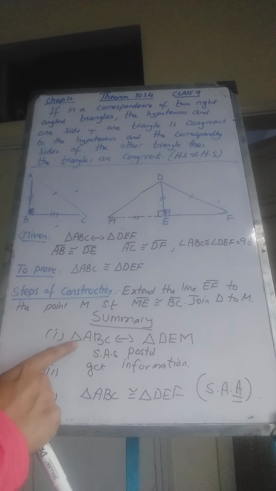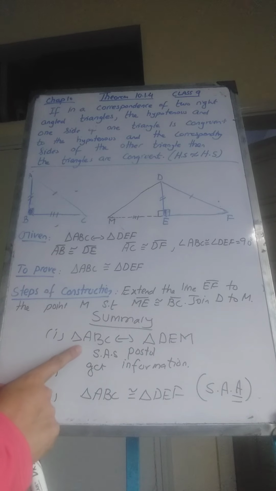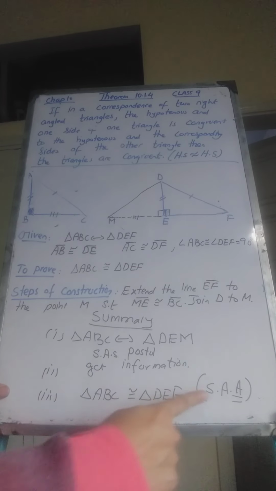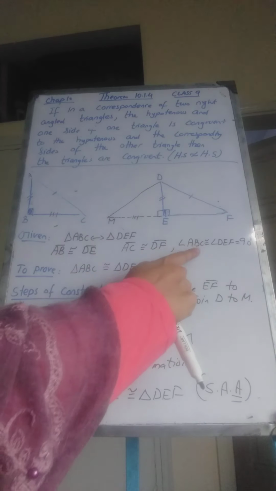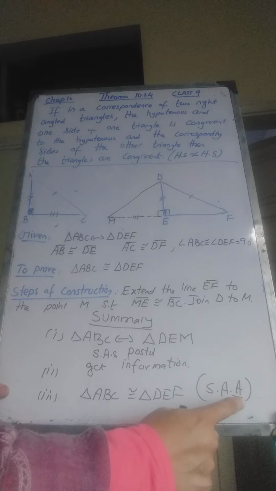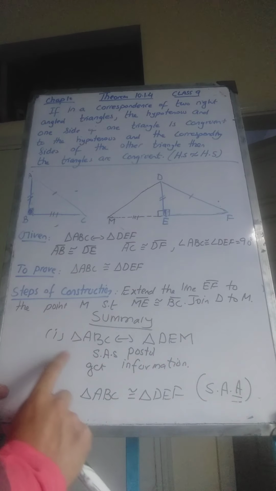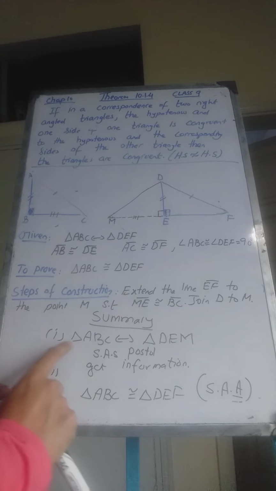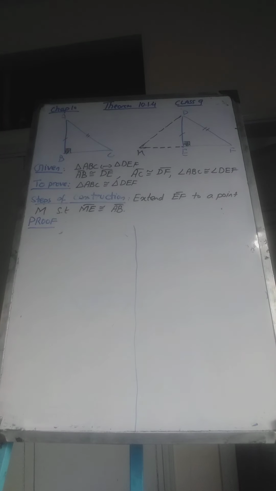We will do it with the help of congruency of triangle ABC and DEM. This congruency will help us to get to this congruency, by SAA postulate. We have one side and angle given to us, but we will look for the other angle to apply this postulate, and that angle will come from this congruency. Now let's start the proof.